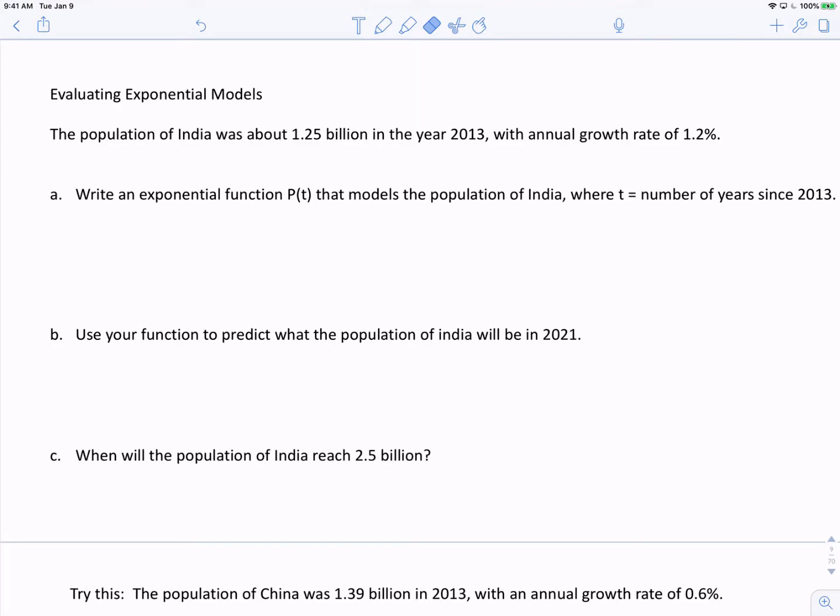All right, so let's go ahead and get started. So an exponential function, just as a reminder from our last section, looks like this. We'll call this function p of t. So p of t is equal to a b to the x, where a is your initial amount, b is your growth rate. And since our input variable is a t, we'll use a t here.